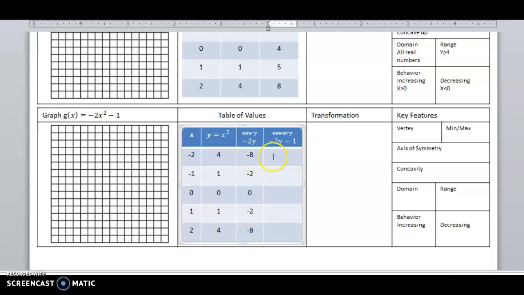So negative 8 minus 1 will be negative 9. Negative 2 minus 1 is negative 3. 0 minus 1 is negative 1. Negative 2 minus 1 is negative 3. And negative 8 minus 1 is negative 9.